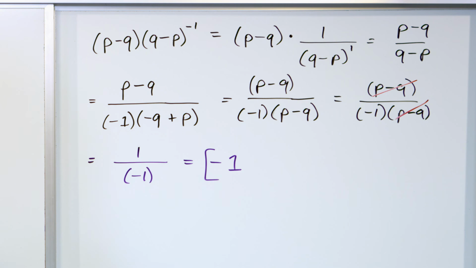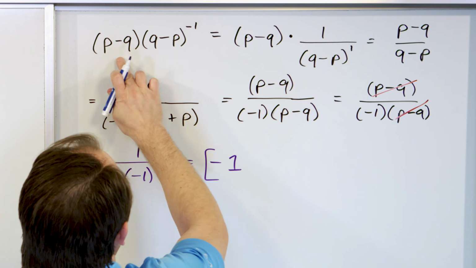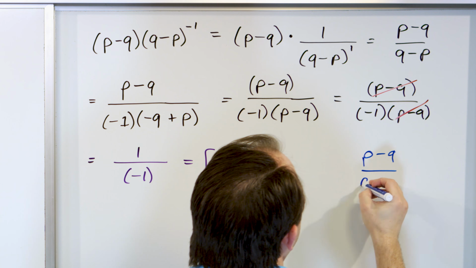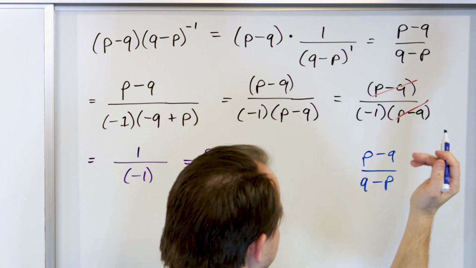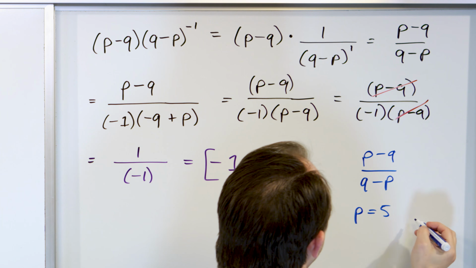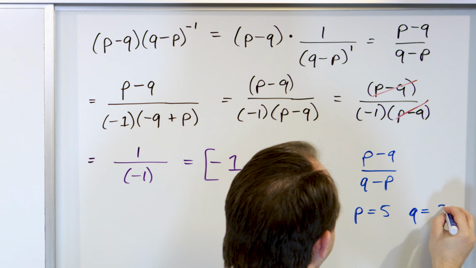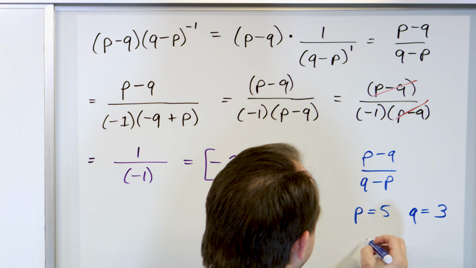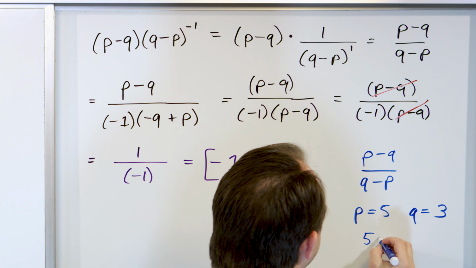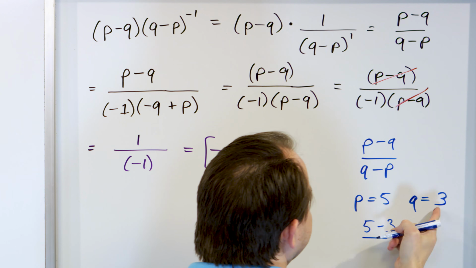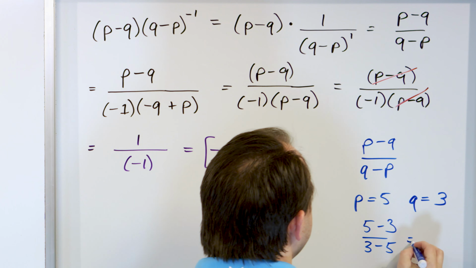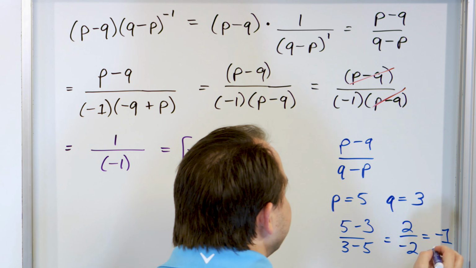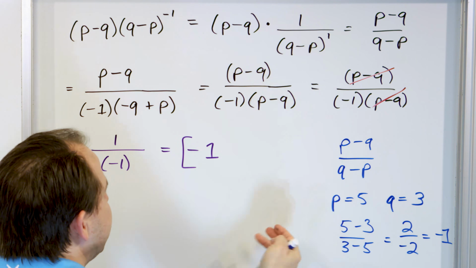In fact, just for giggles, let's do it real quick. Basically, this we said was equal to this right here. So it's p minus q over q minus p, right? Let's just pick something. Let's say p is equal to 5 and q is equal to 3. Just random numbers, I'm literally pulling them out of my head right now. So on the top, we would have 5 minus 3. And on the bottom, q is 3, so it's 3 minus 5. 5 minus 3 is 2. 3 minus 5 is negative 2. What do you get? Negative 1.